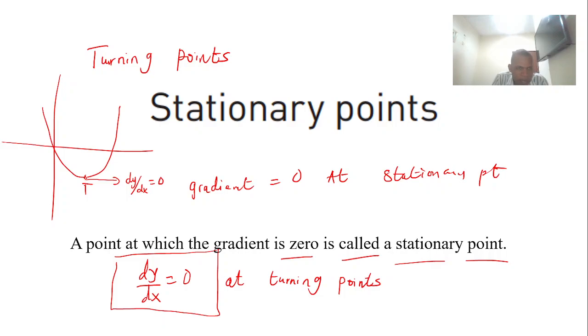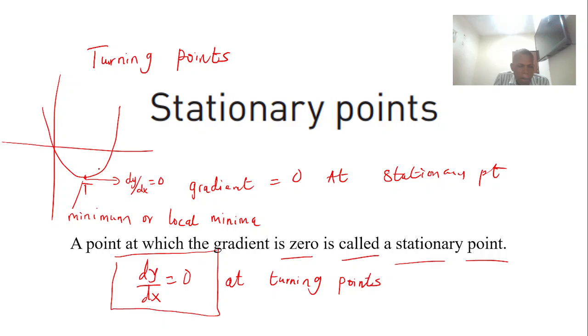So this point here is called a minimum turning point. We call it local minima, or minimum point. So this is of course a minimum turning point.